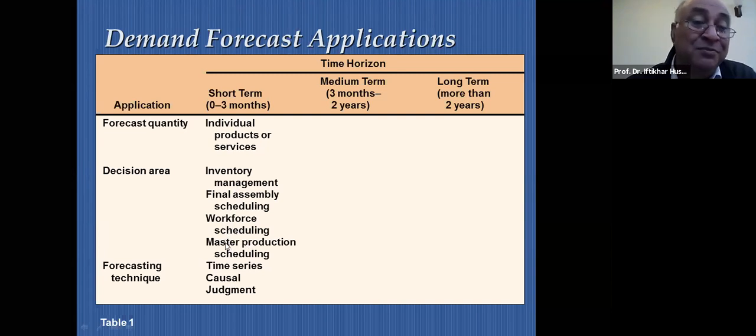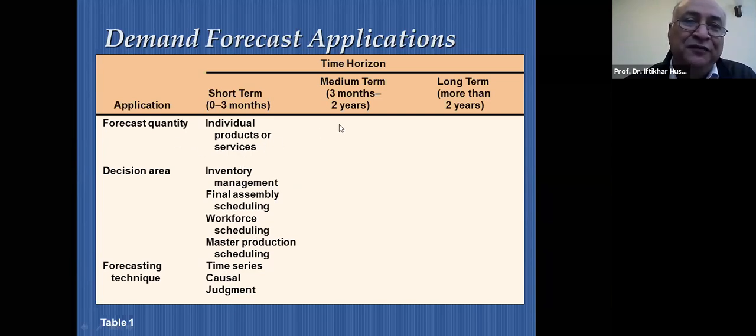Then workforce scheduling, then master production scheduling. The master production scheduling basically includes the quantities and their due dates, the date on which it is due. Usually it could be in days, or in weeks or months, but it doesn't go into years. The master production schedule is split into days and weeks. And the forecasting techniques which can be helpful for such short-term forecasting could be time series, causal, which means regression techniques, or judgmental techniques. So those techniques can be used.